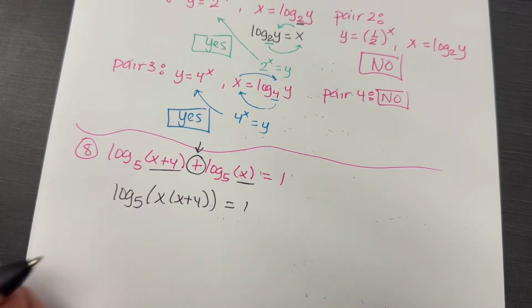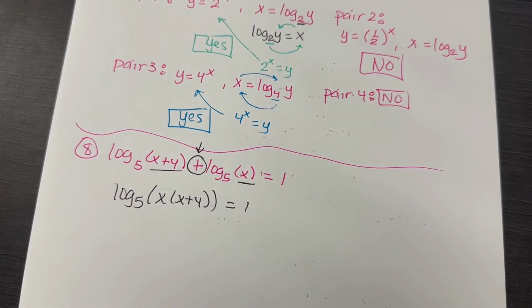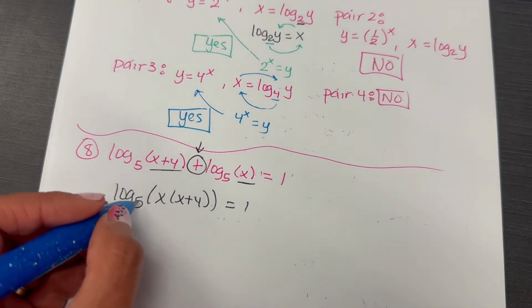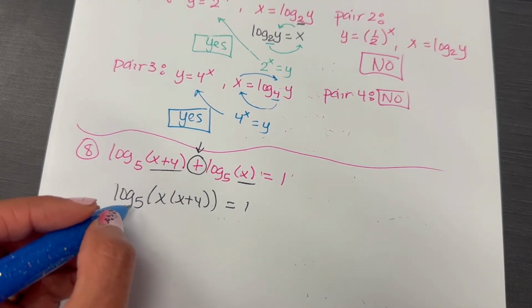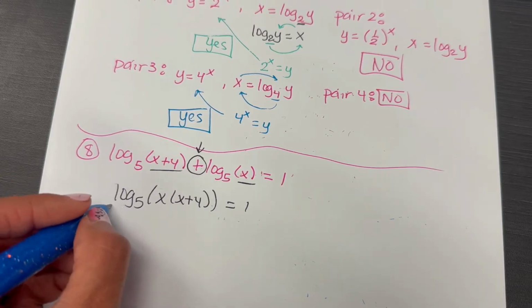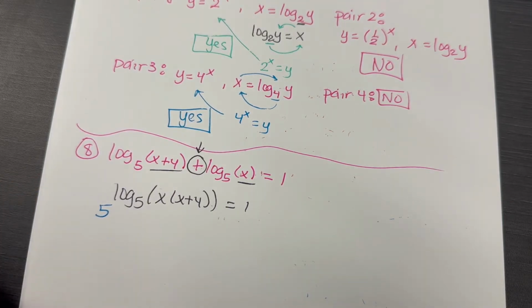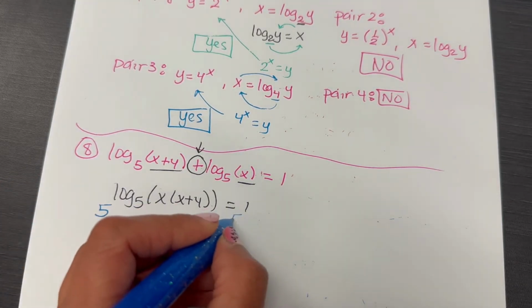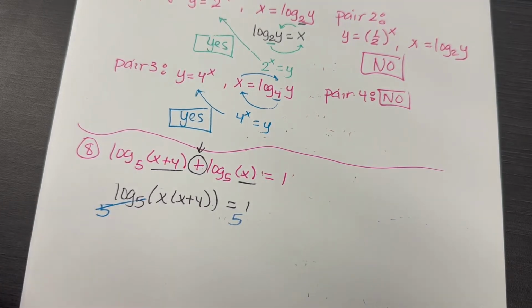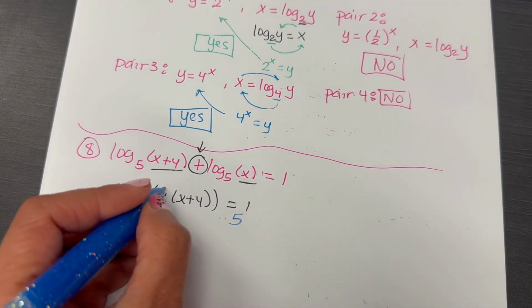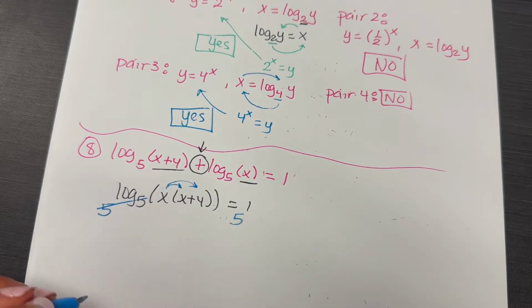I want to get these x's out of that log. In order to do that, I need to inverse it. The inverse opposite of a log base 5 is an exponential base 5. But whatever I do to one side of the equation, I got to do to the other. We got the double base, so I could bring this down, and as I bring it down, I'll go ahead and distribute the x.